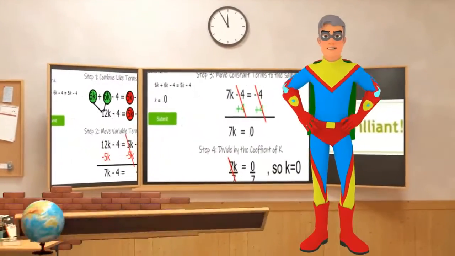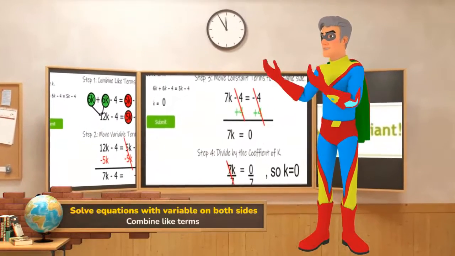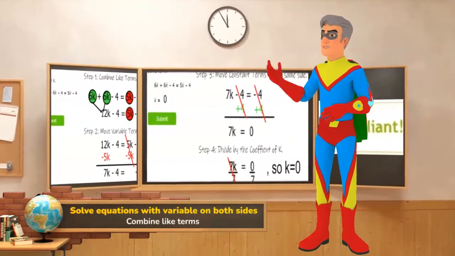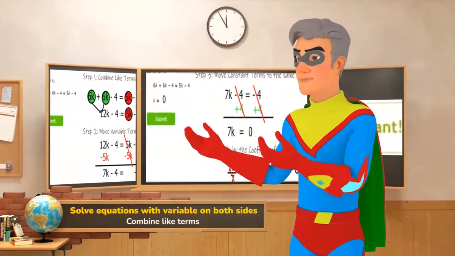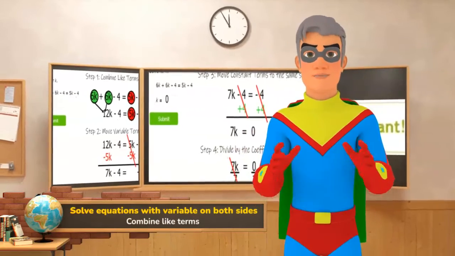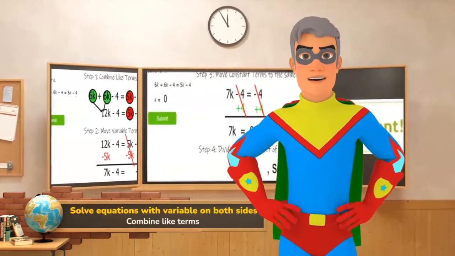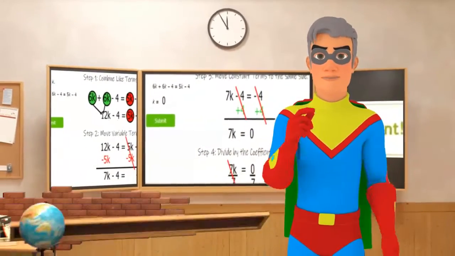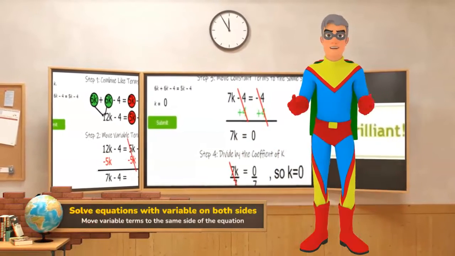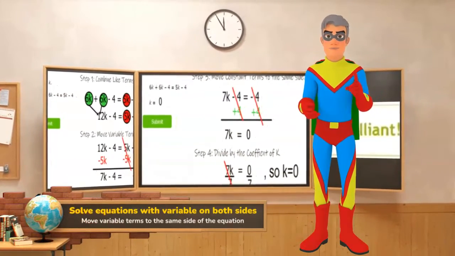Let's move up a level and solve for k. On the left side, we have two 6k terms that we can combine to make 12k. But we have a positive 5k on the right side that we need to move over to the left. So if we subtract 5k from the right side, we must subtract 5k from the left.